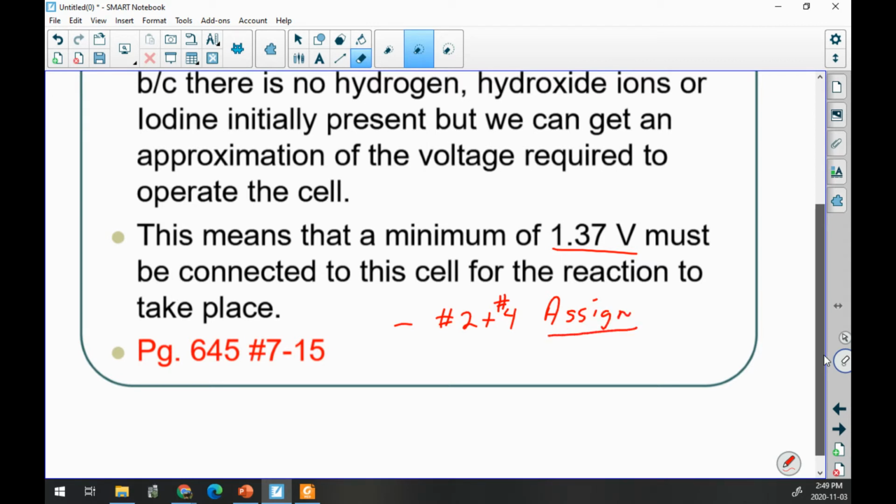So when you are creating an electrolytic cell, it's essentially one container, 2 electrodes, a power supply, and a solution inside.